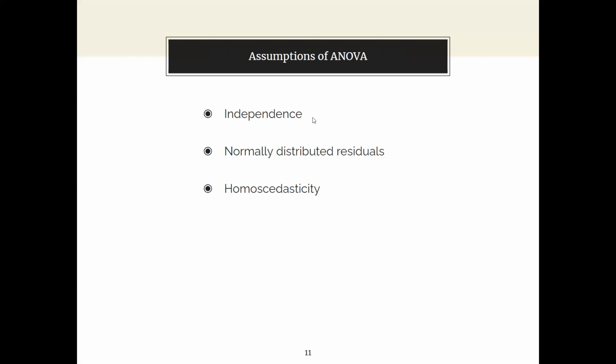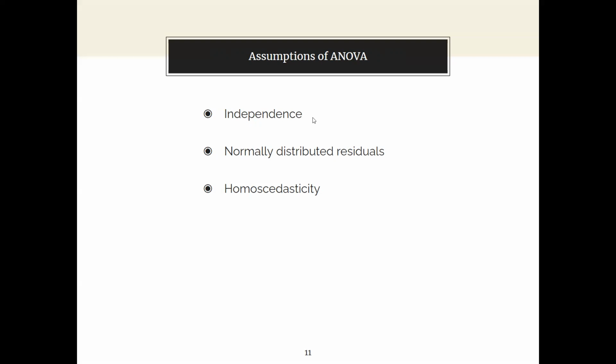You can see one of the top ones is independence. We want to make sure all of our data is independent of one another and that they're not interrelated. We also want to make sure that we have normally distributed residuals. Think back to our QQ plot for our multiple regression plots. It's the same thing.